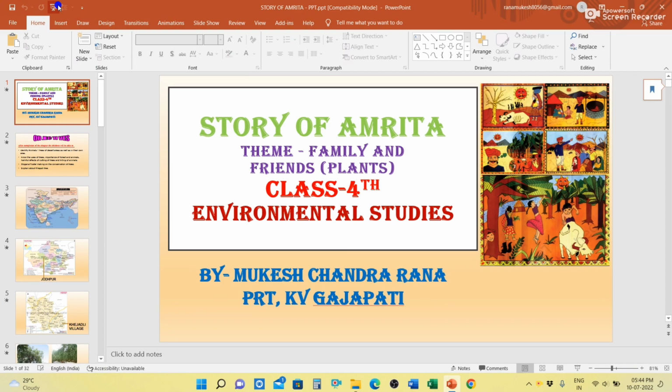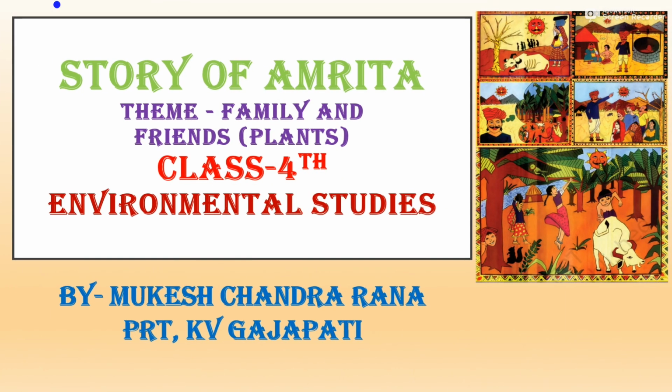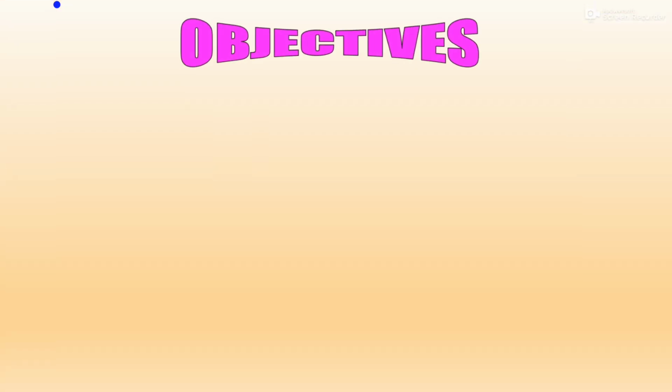So today in this video, we are going to discuss a new chapter from NCERT Class 4 Environmental Studies, and the name of the chapter is Story of Amrita. The related theme is family and friends, and the topic is related to plants. So without being late, let us start today's video.